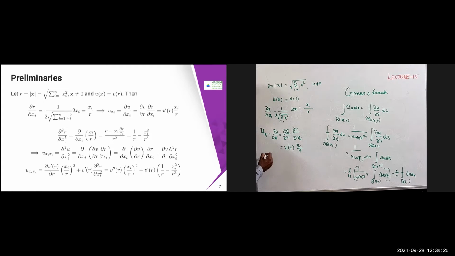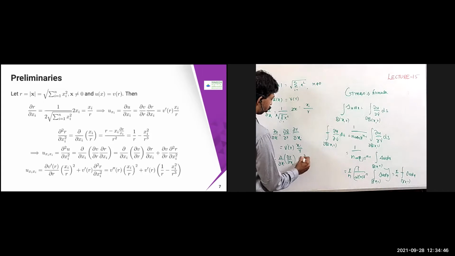Now same way I can write dou square r by dou xi square. That is going to become dou by dou xi into dou r by dou xi. Dou r by dou xi I already know. So dou r by dou xi is nothing but xi by r.